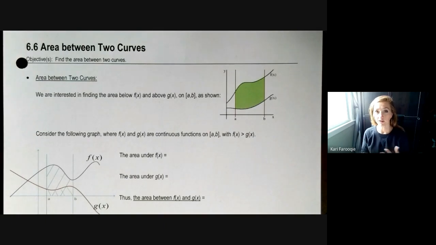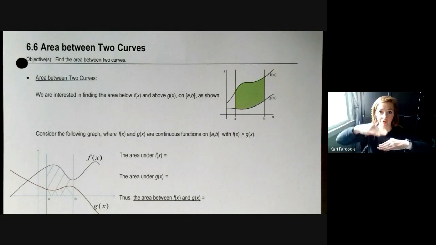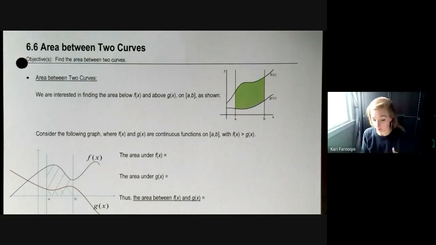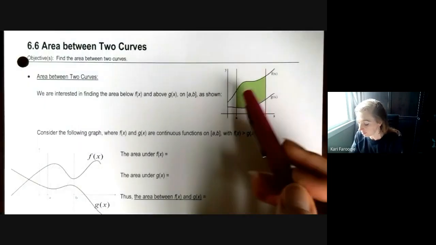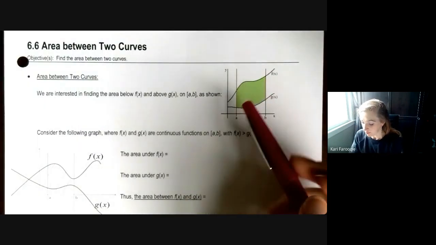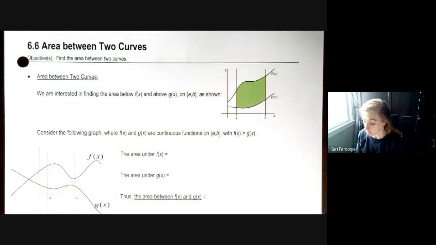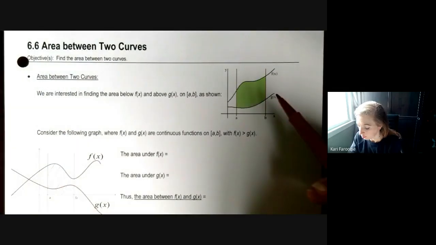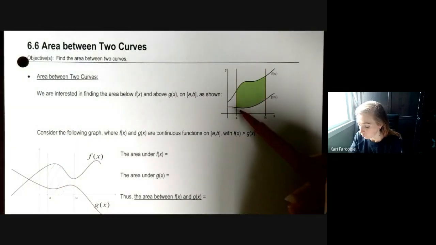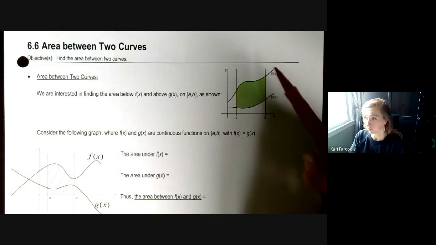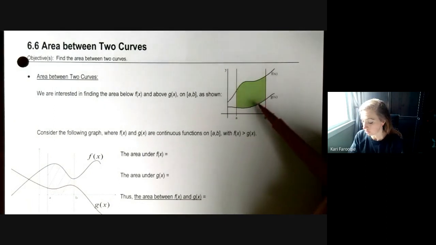So you already talked about how to find the area between the x-axis and a curve that lies above or below. Now we're going to talk about how to find the area between two different distinct function curves, like you would see in this graphic to the right. We're interested in finding the area below f of x and above g of x on the interval from a to b as shown. So basically just the area of this shaded region.